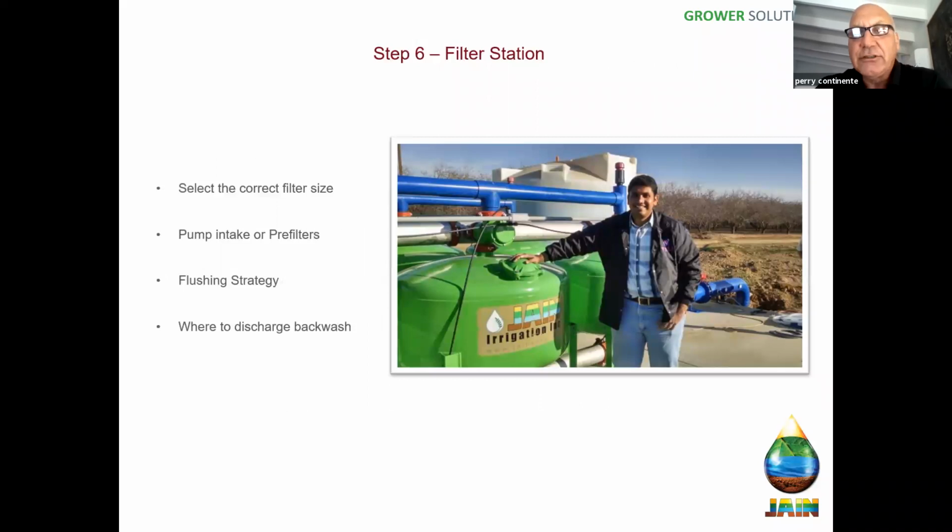So filter stations. As a general rule, I like to provide for the flushing and the flow rate to the field. So during the flushing event, how much water does it take? Well, it takes approximately 200 gallons a minute to flush a 48-inch tank, or 195 gallons a minute.